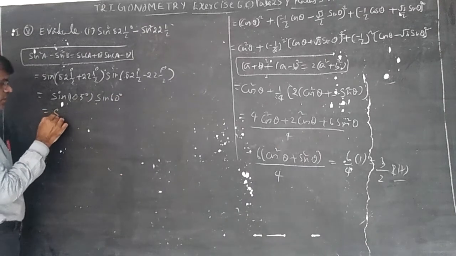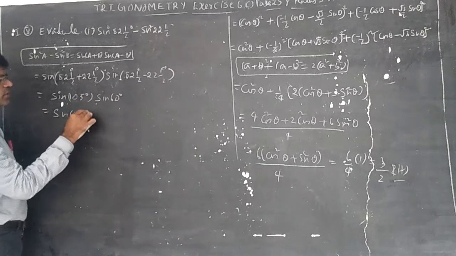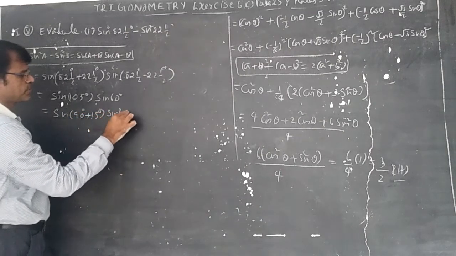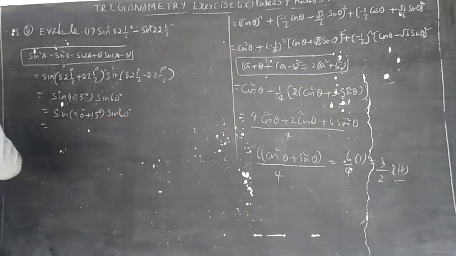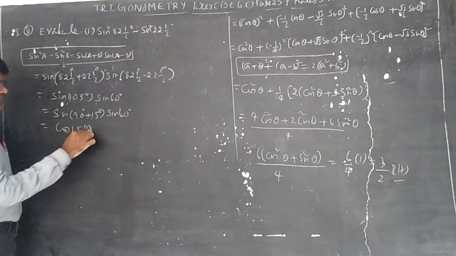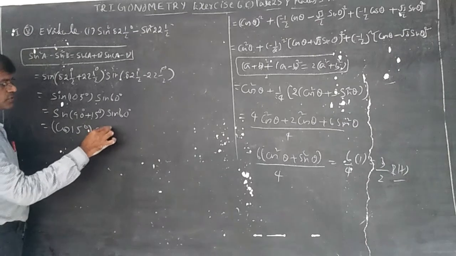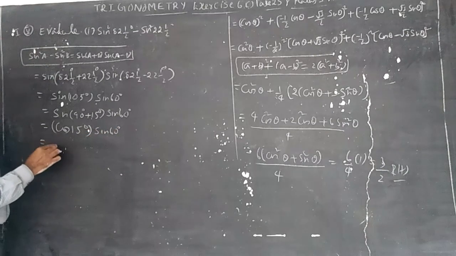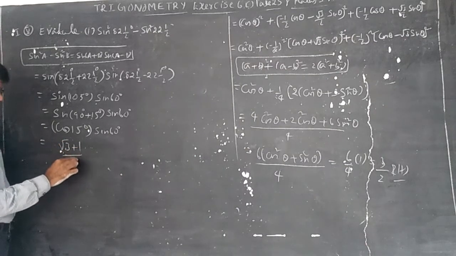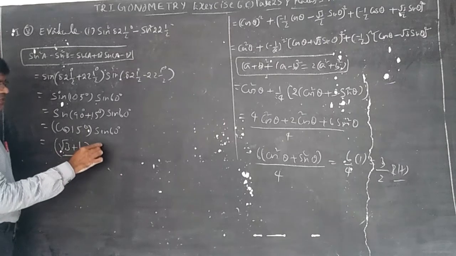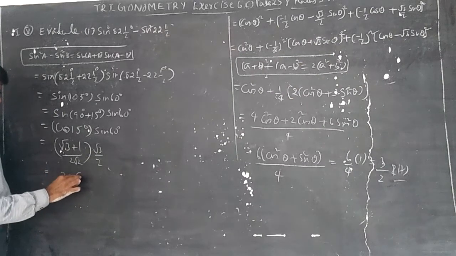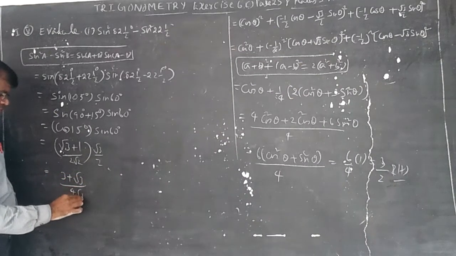Sin 105 we can write as sin of 90 degrees plus 15 degrees into sin 60 degrees. Sin of 90 plus theta becomes cos theta. So you can write here cos 15 degrees into sin 60 degrees. We know that cos 15 value is root 3 plus 1 by 2 root 2, into sin 60 value root 3 by 2. So root 3 into root 3 is 3, plus root 3, by 4 root 2. This is the value.